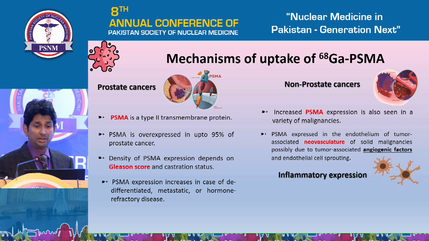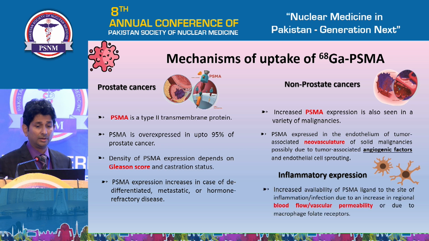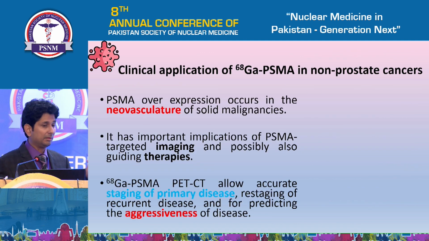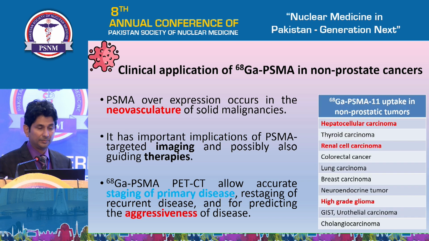It is also expressed in inflammatory conditions, with increased PSMA ligand uptake, especially because of blood flow, vascular permeability, and macrophage binding. You can see esophagitis and lung infection localize PSMA. So this is a very non-specific imaging. The application will be the new vascularization of other solid tumors. It can be used at initial staging and restaging, and it can give you an idea about the prognostic significance of PSMA imaging by telling you the aggressiveness of the disease.